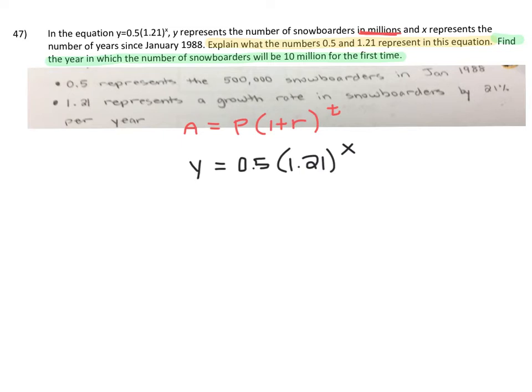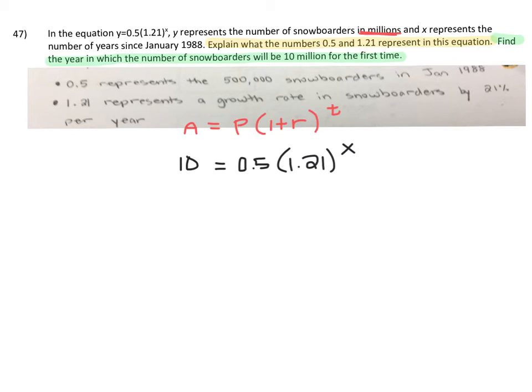Now here's the deal. Let me erase this y. We're not actually going to write 10 million. We're just going to write 10, because if they used 0.5 to represent 500,000, since it says it's in millions, 0.5 represents 500,000. If we want to represent 10 million, we're just going to replace the left-hand side of the equation with a 10. Okay, and then just solve.